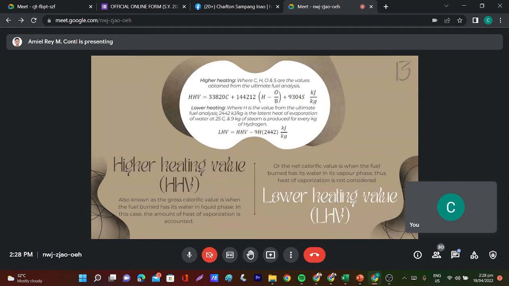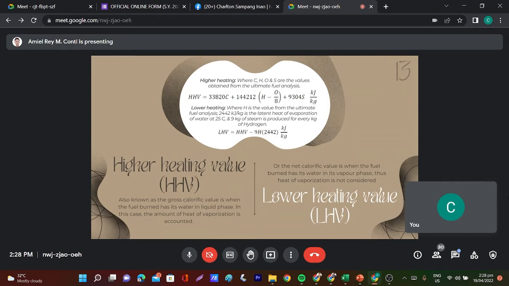So, there are two kinds po ng heating value, yung higher heating value and lower heating value. So, higher heating value is also known as the gross calorific value. It's when the fuel burned has its water in liquid phase. In this case, the amount of heat vaporization is accounted. Lower heating value or the net calorific value is when the fuel burned has its water in its vapor phase. Thus, heat of vaporization is not considered. So, ayun po yung pagkakaiba nila.